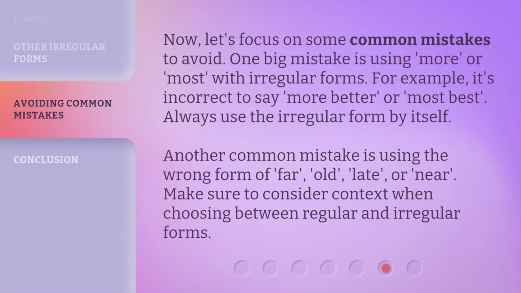Now, let's focus on some common mistakes to avoid. One big mistake is using more or most with irregular forms. For example, it's incorrect to say more better or most best. Always use the irregular form by itself. Another common mistake is using the wrong form of far, old, late, or near. Make sure to consider context when choosing between regular and irregular forms.